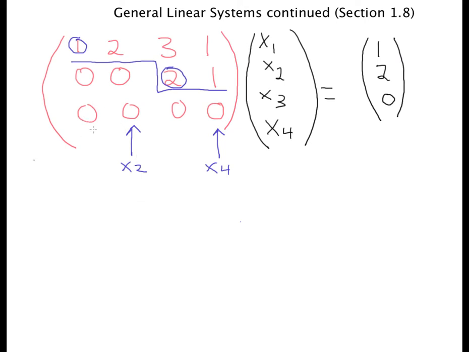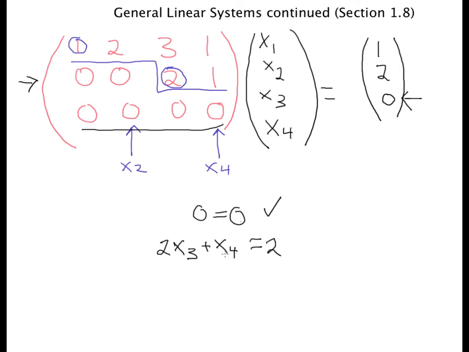And what do you see? Well, if you look at the last row, that gives the equation 0 is equal to the last entry over here, which is 0, and so far so good. And the second row gives the equation 2x3 plus x4 is equal to 2. And because you now have a free variable floating around, you can certainly solve this. You let the free variable float, and you get that x3 is equal to 1/2 (2 minus x4). So again, pick any value for x4, and that will give you a unique value of x3.